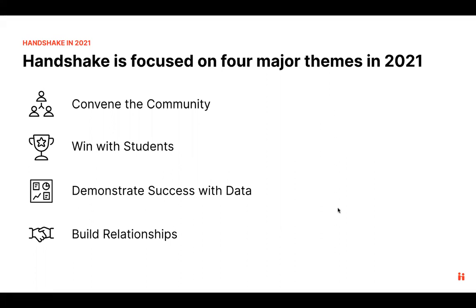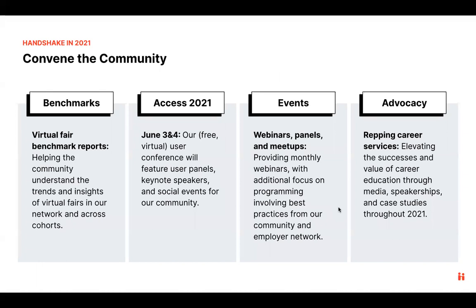So we'll very quickly fly through the next one. Our first theme, convene the community. This is the only one where you may not see features per se. It might be more community building, whether that's producing benchmark reports around virtual fairs, whether that's our annual conference, which will be free and virtual this year on June 3rd and 4th, whether it's the many events that we put together monthly, sometimes more than once a month, with panels and meetups and employers and students, and then advocacy that we're performing in the broader community through speakerships and case studies and interviews with the media.